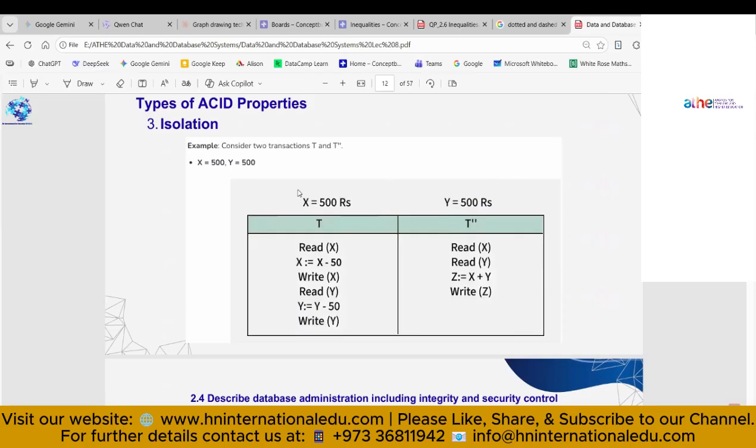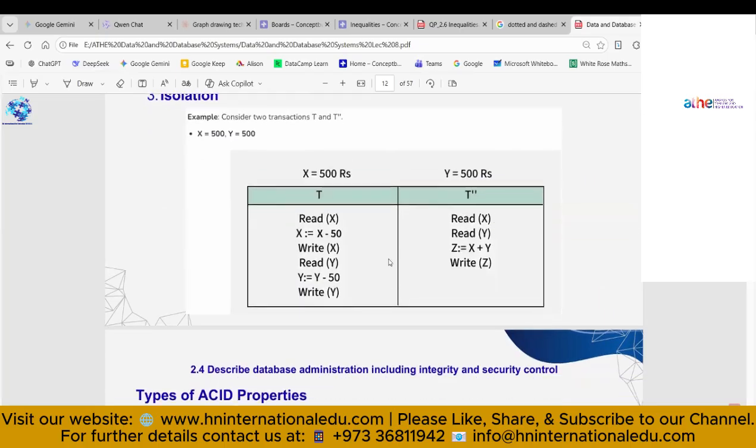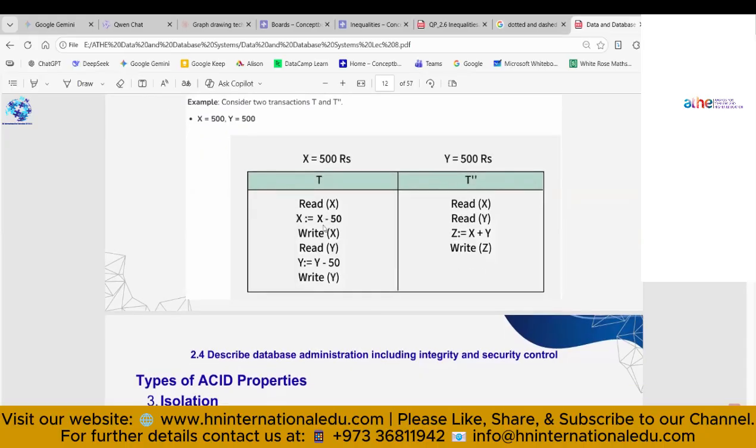So for example, consider these two transactions T and T prime. X is 500, Y is also 500. In T, you are subtracting 50 from X, basically sending 50 from X to Y. They will write X and then read Y. What is Y? Y plus 50. Then write Y. And then in T prime, again read X, the original value of X, then read Y, and then basically add both X and Y to make Z in the transaction.